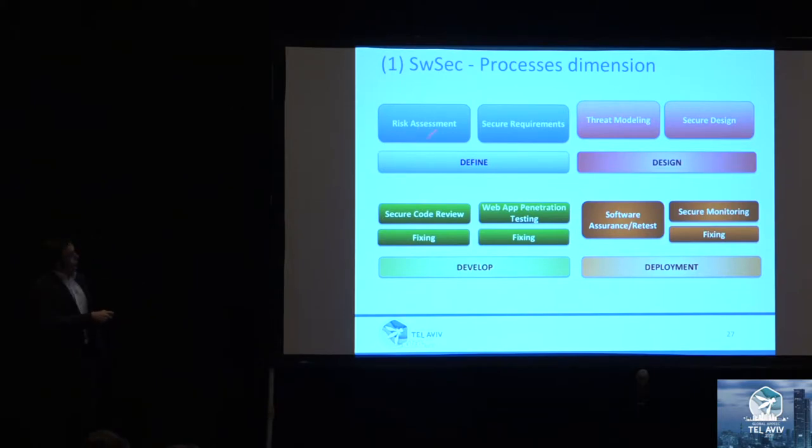So it is important to have a risk assessment initially and then have security requirements in place in the define phase. Then in the design, perform threat modeling and secure design on the components. During development, perform secure code review and fixing. Then web application penetration testing at the end of the product and then fixing. And then in deployment, we have the assurance to deploy secure software.